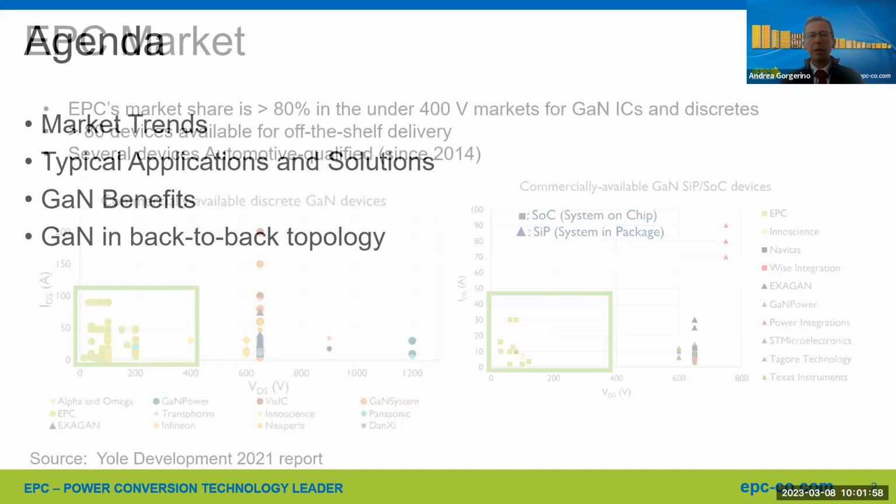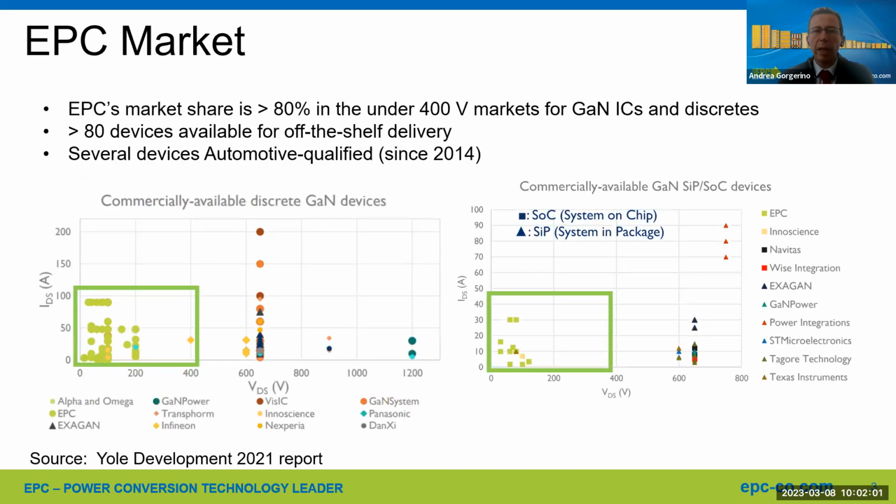So just a little background on EPC. EPC's market share is more than 80% in the under 400 volt market for the GaN ICs and discretes. You can see these two charts, basically they tell the story. On the left-hand side, discrete GaN devices. On the right-hand side, IC GaN devices, and the x-axis is the voltage classes of the devices, and the dots are basically the products that are out there, of course, the current rating, but mainly just to represent that the 400 volt and below range, which is where the EPC product range lies, is dominated by green dots, which are the EPC dots. So we have more than 80 devices available, including several automotive ones.